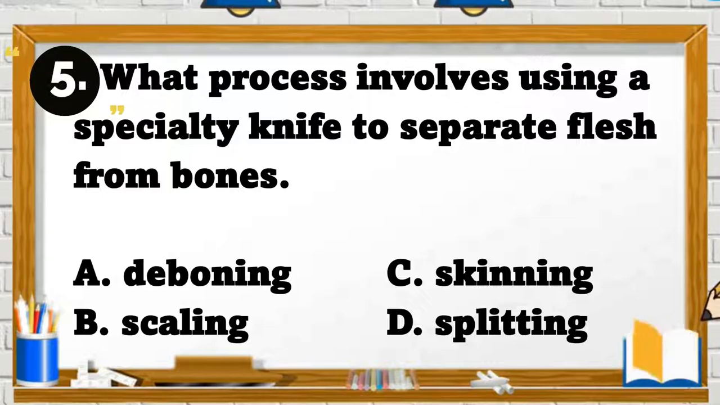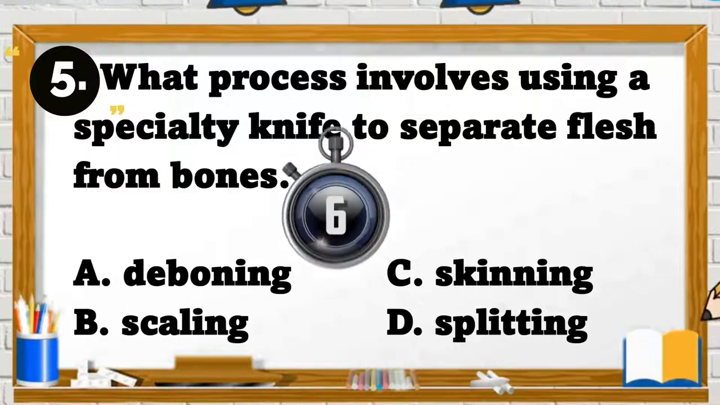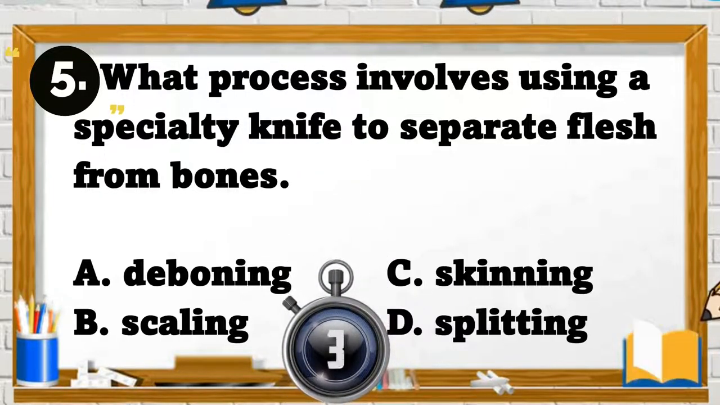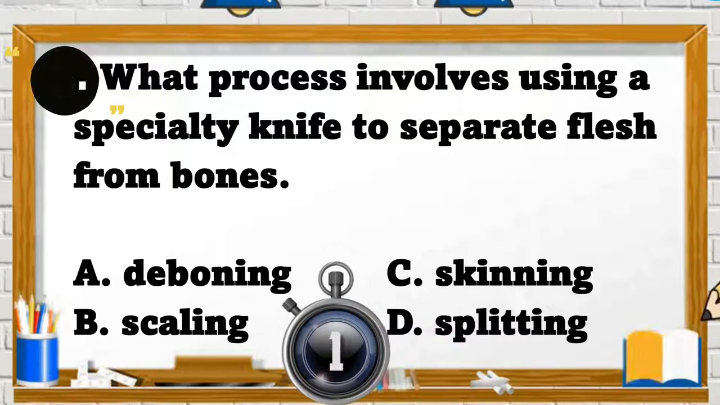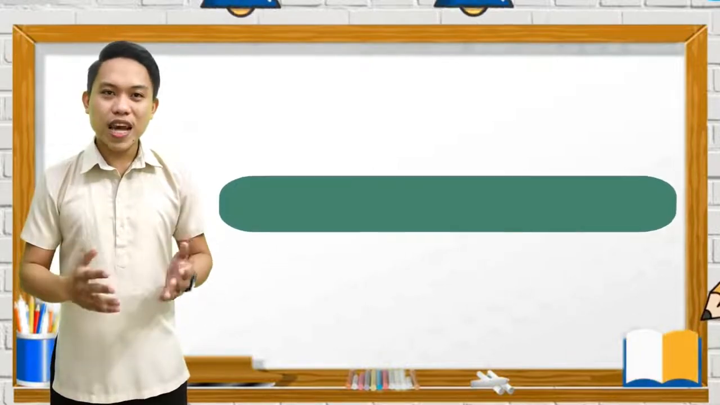And lastly, number 5. What process involves using a specialty knife to separate flesh from bones? Is it A. Deboning, B. Scaling, C. Skinning, or D. Splitting?